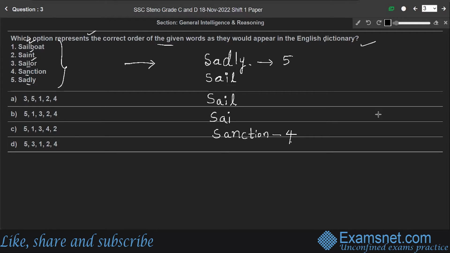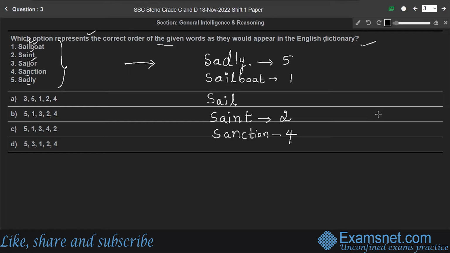So yes, saint will be the word last but one, which is the second word in the given question. In these 2 words, sailboat and sailor, we have the 5th letter as B and O. B comes before O. Therefore, sailboat will be the second word in the dictionary.